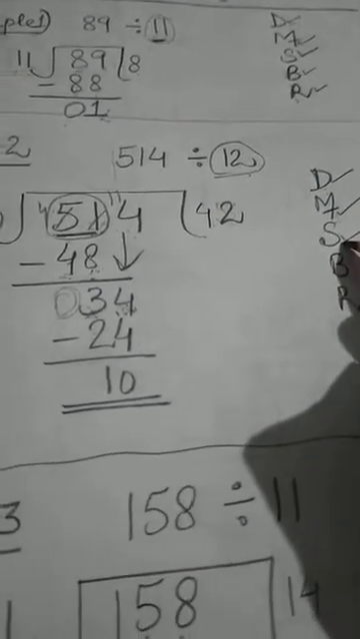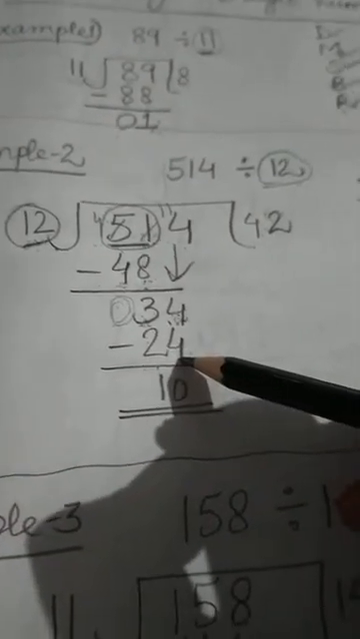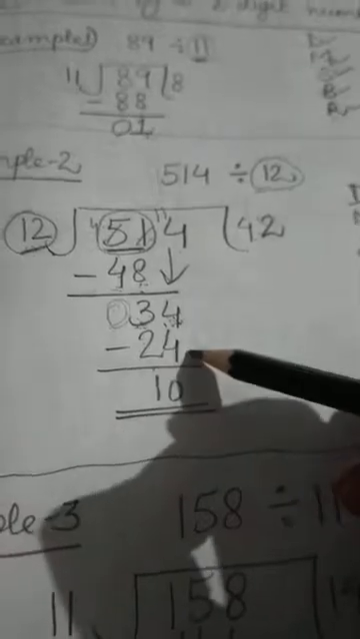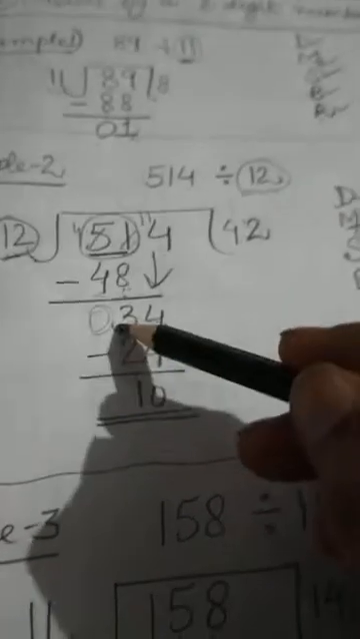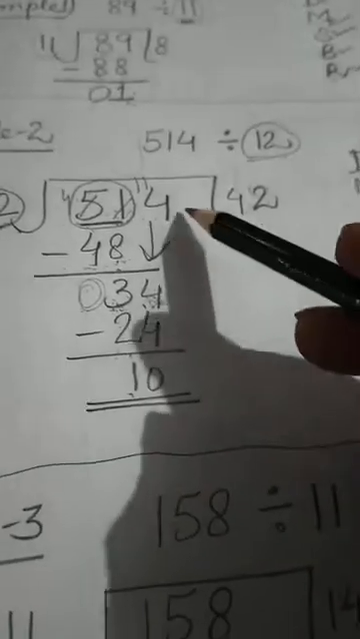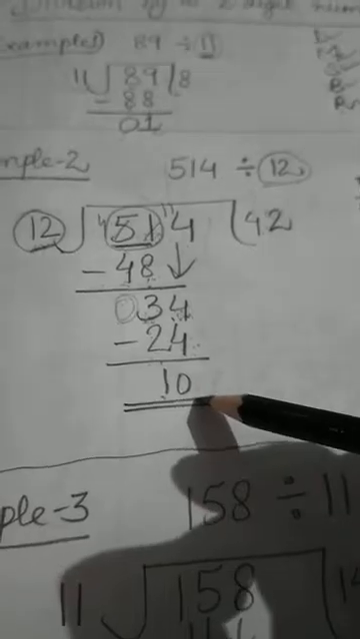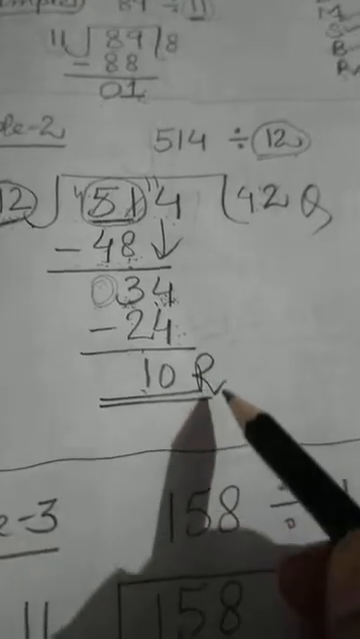Then next is subtraction. Now 34 minus 24. 4 minus 4, 0. 3 minus 2, 1. What is left here? 10. And you can see here nothing is there now to bring down. So 10 will be written as the remainder. 42 is the quotient and 10 is the remainder.